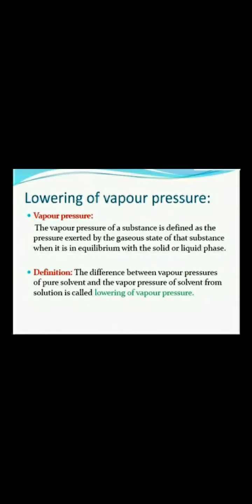Let us see the definition of lowering of vapor pressure. The difference between the vapor pressure of pure solvent and the vapor pressure of solvent from solution is called lowering of vapor pressure. That is, delta P is equal to P1 naught minus P.